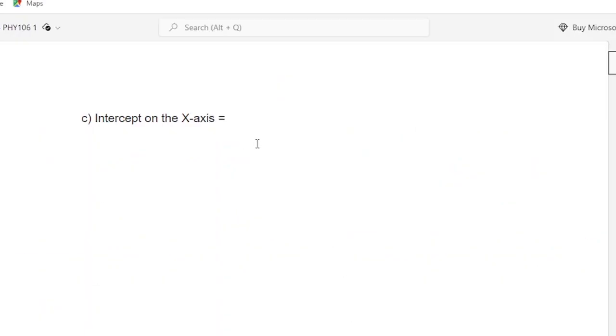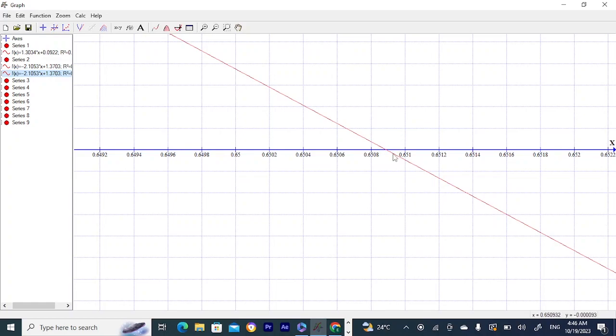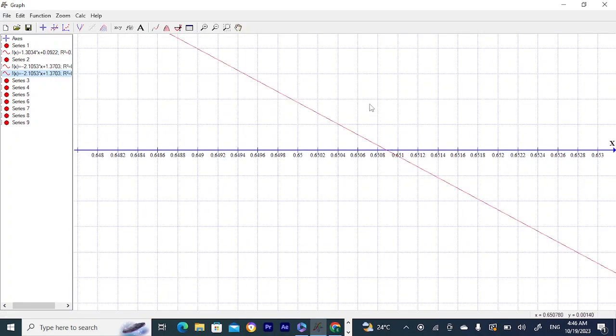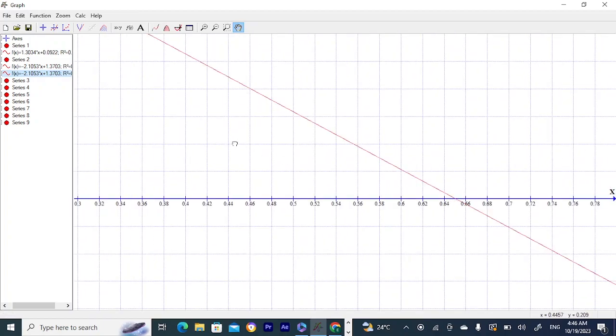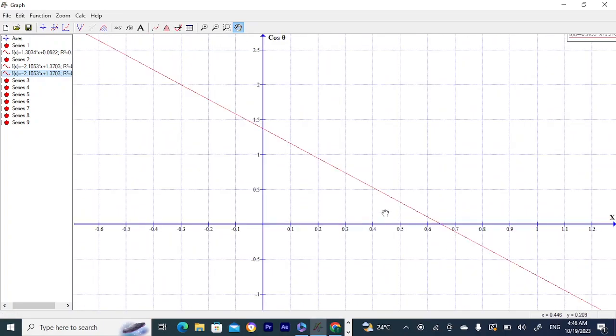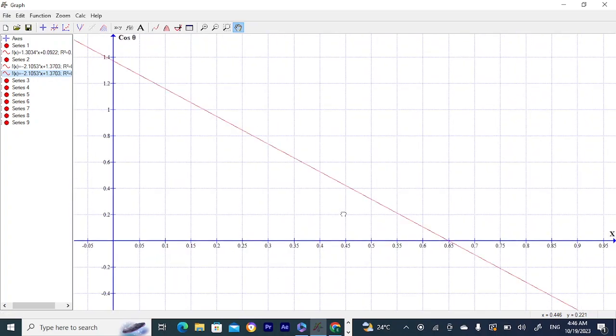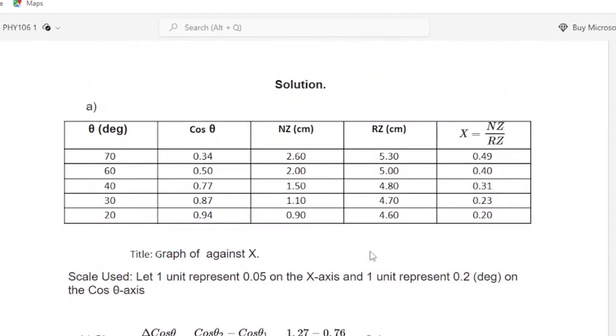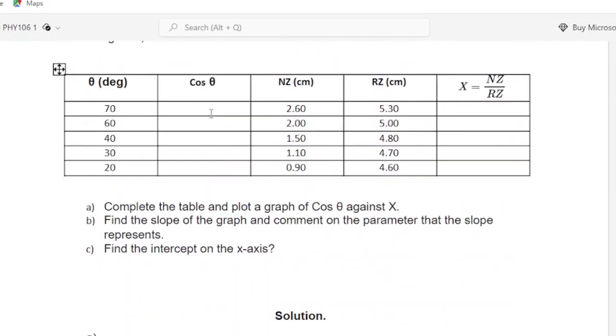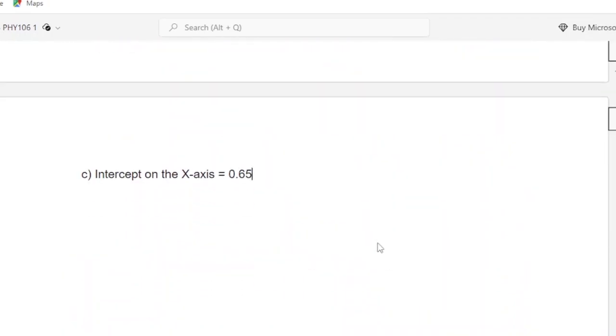So I'll come here. My intercept on the x-axis is 0.65. That's simply where the graph cuts the x-axis. So you can check your graph and confirm what you get there. All right, so this is how we solve this question. Here's my graph sheet again, and these are my answers. So this is the solution to that question.